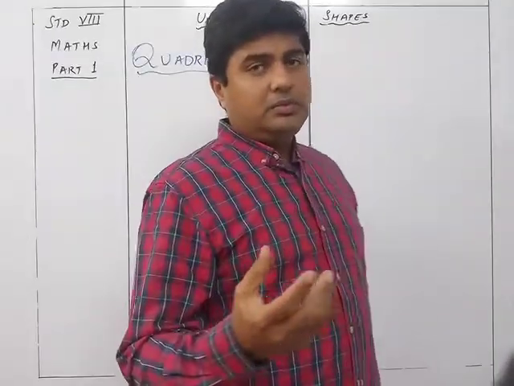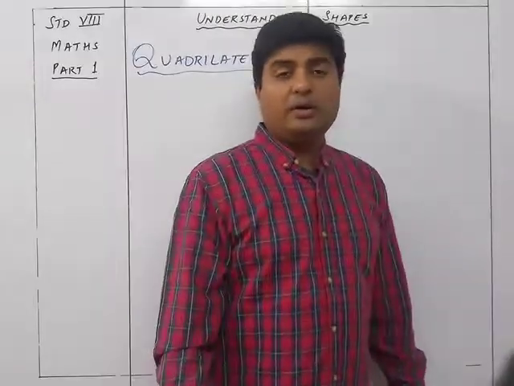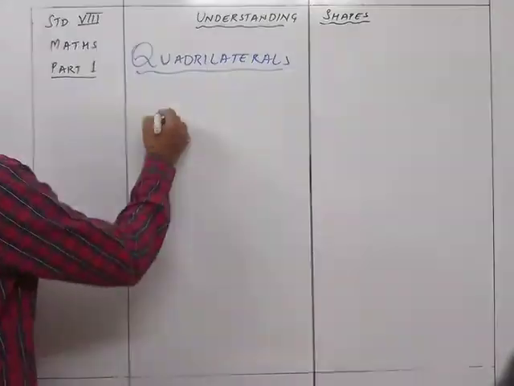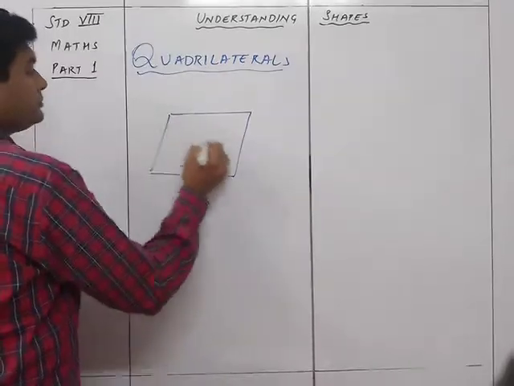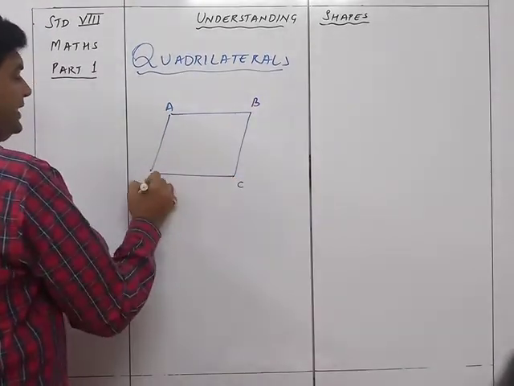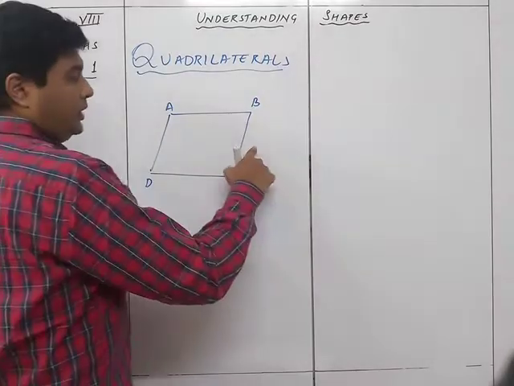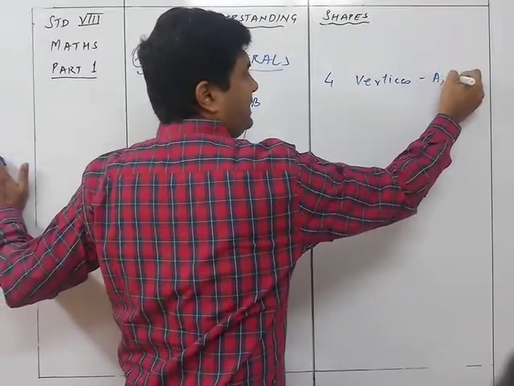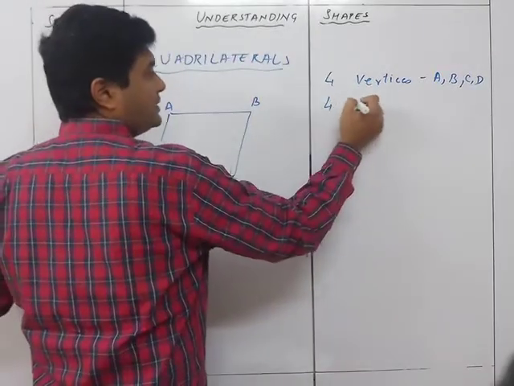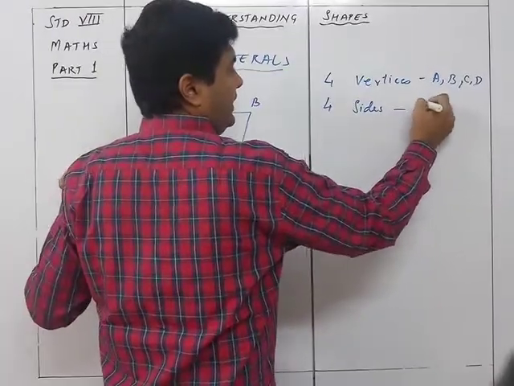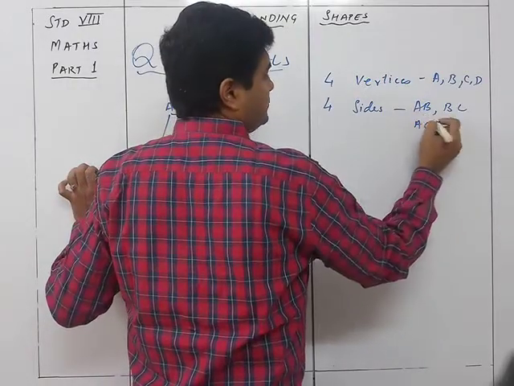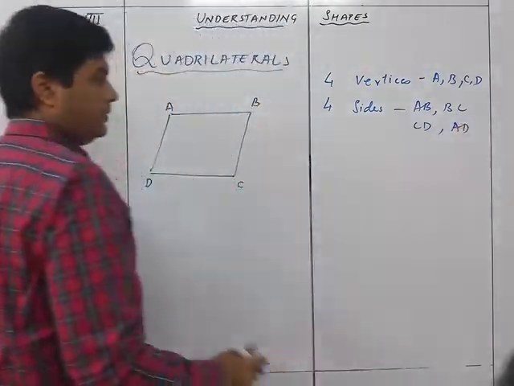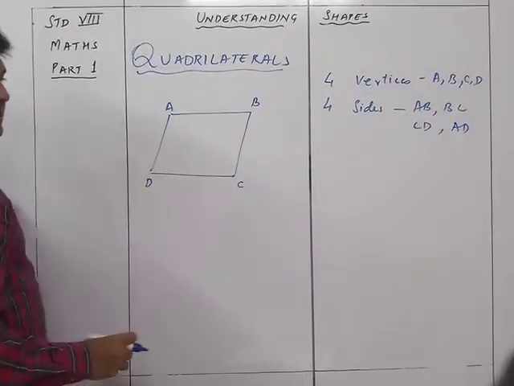Now in a quadrilateral we have certain very important terms, or we can say the parts of the quadrilateral. So if I have this quadrilateral as A, B, C and D, then I know that this quadrilateral has four vertices. These vertices are A, B, C and D. It has four sides, the sides being AB, BC, CD and AD. These are the four sides.